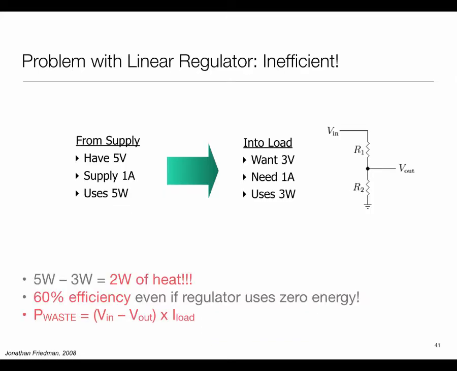The main problem with these things is they are grossly inefficient. In fact, their efficiencies could be very, very low, which basically means that I'm wasting a lot of energy. I'm wasting a lot of energy as long as I'm powered up. So these linear regulators are very simple to implement, but they tend to be very inefficient.